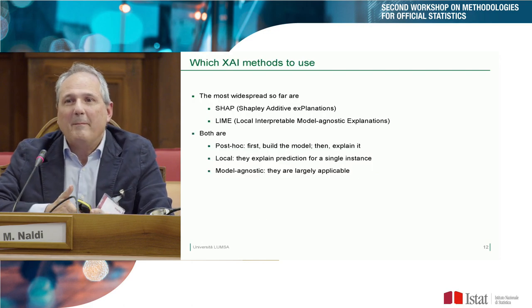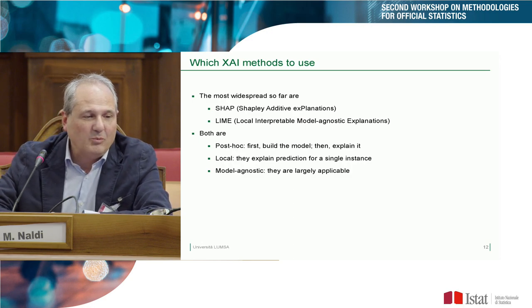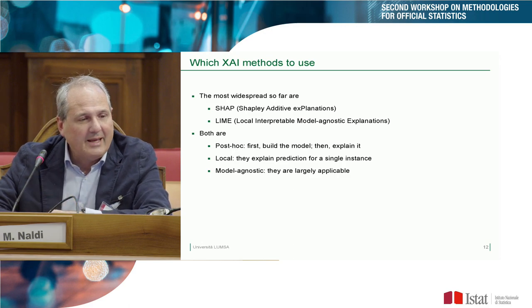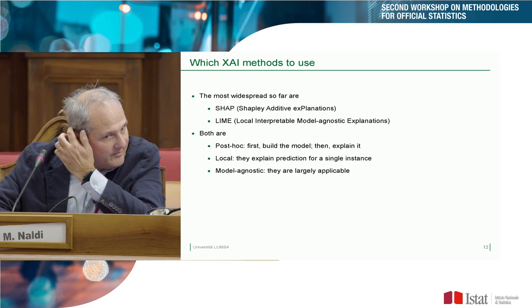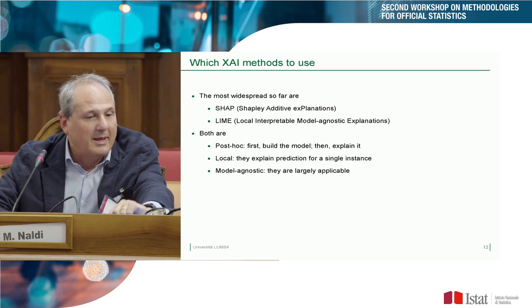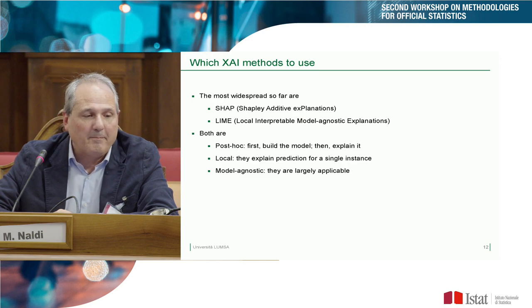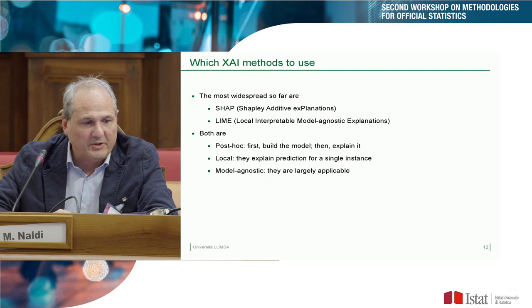And which methods can we use to achieve interpretability? We have so far a range of methods, and I will focus for the time being on two, which are the most widely used, even in the application of explainability techniques or machine learning techniques in official statistics, which are SHAP and LIME. SHAP stands for Shapley Additive Explanations, and LIME for Local Interpretable Model-agnostic Explanations. They both lie in the same class of techniques. They are post-hoc, that means that they apply to some algorithm that you have already completed. So you first build the model and then explain it.